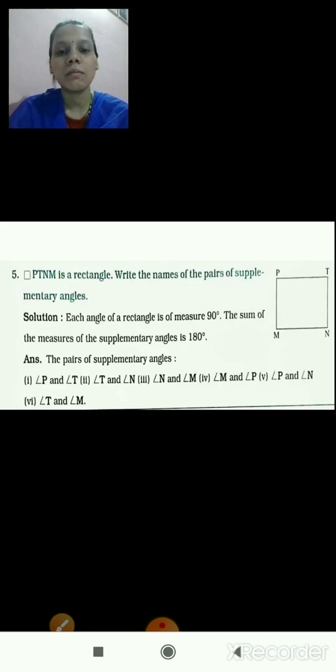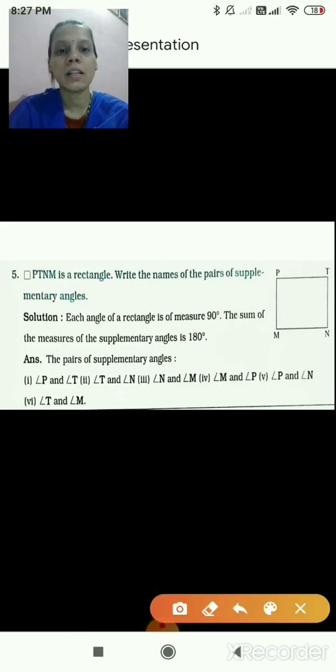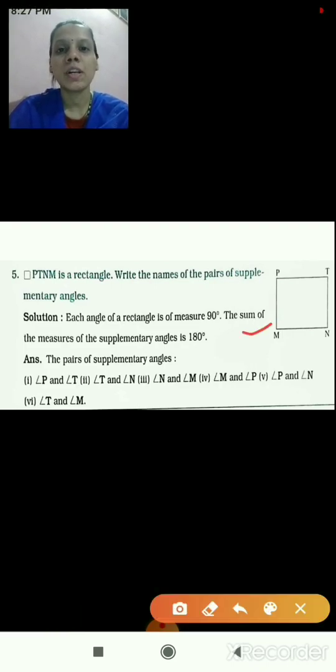angles. So here, this is rectangle PTNM. You will write down the pairs of supplementary angles. In the solution, as you can see here, each angle of a rectangle is of measure 90 degrees. The measure of angle P, measure of angle T, measure of angle N, and measure of angle M, all four angles are of 90 degrees. In the rectangle each angle is of 90 degrees.